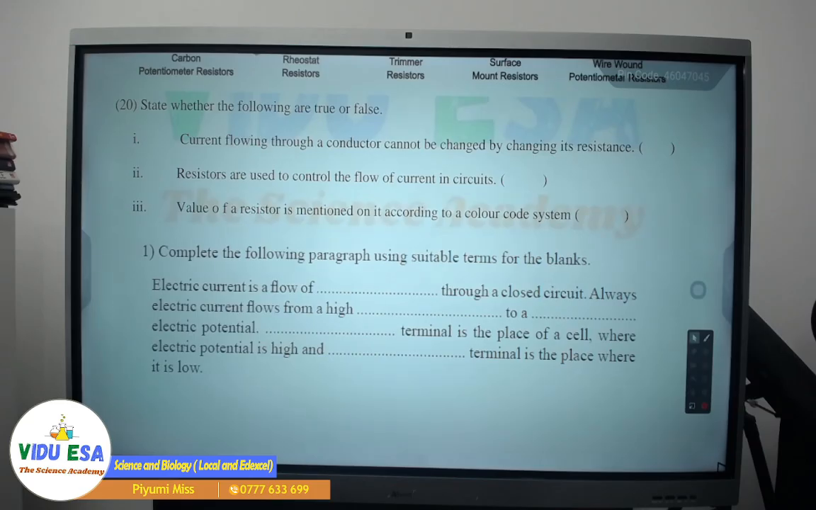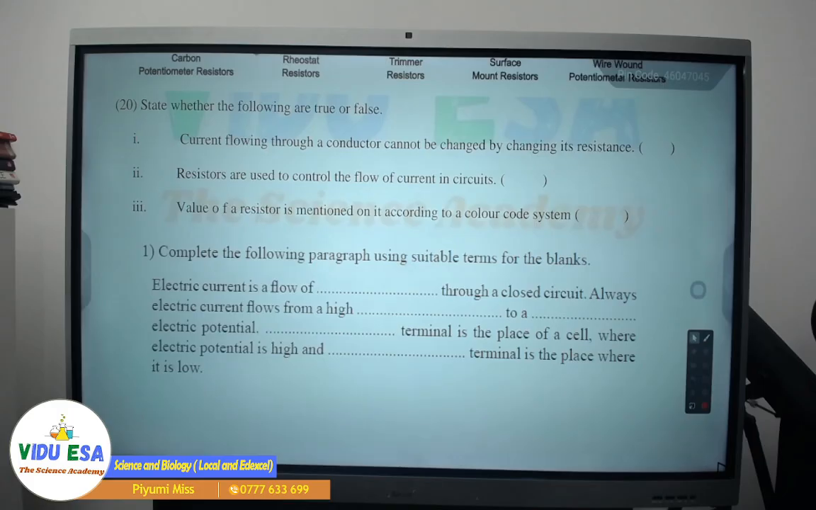Question time. What is an electric current? What do you mean by an electric current? Flow of electrical charges through a closed circuit. Very good. Flow of electric charges through a closed circuit.